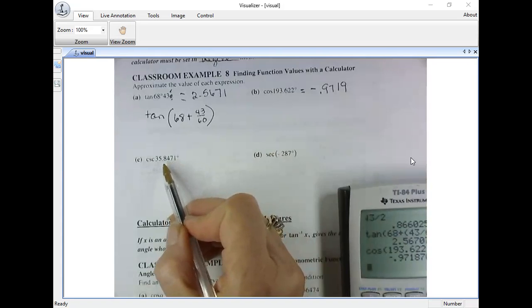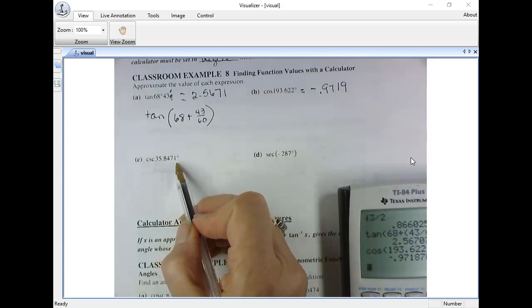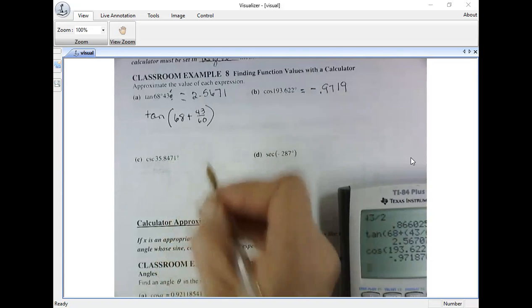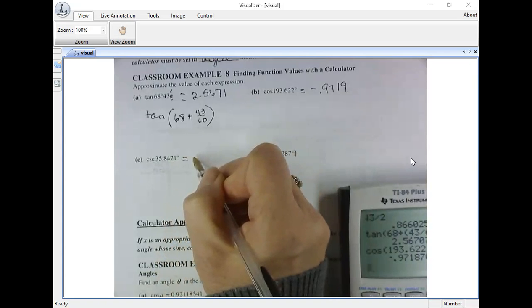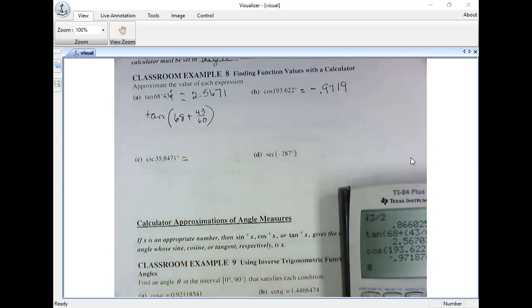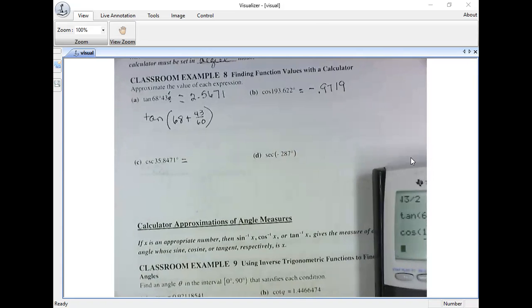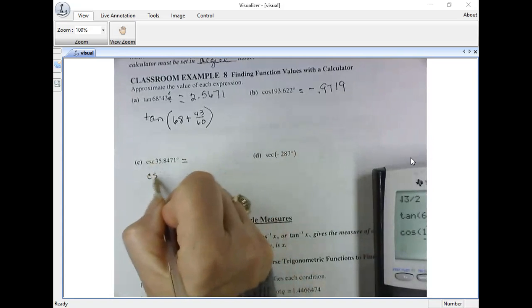Okay, this one is in which quadrant? Cosecant of 35.8471 degrees. That's a 1st quadrant angle. I know it should be positive. Have you typed that one in yet? So how do you type that one in? Do you have a button for cosecant? No, so we're going to have to figure out how we get that.